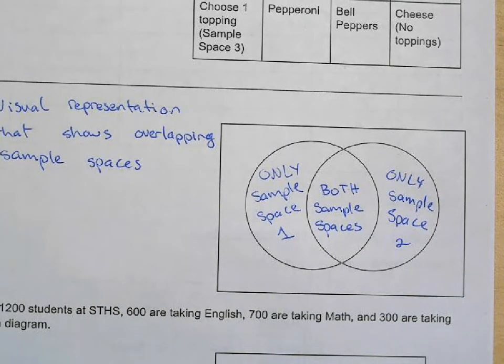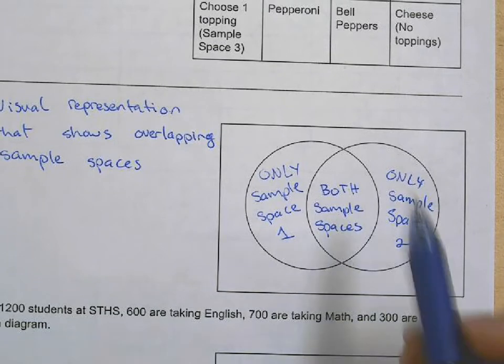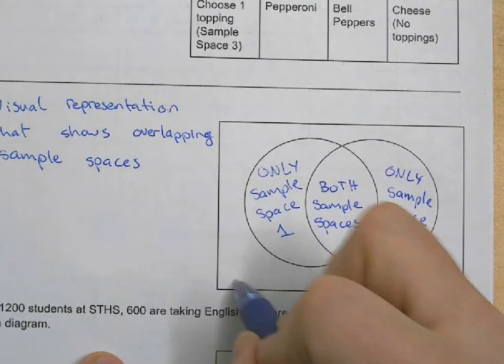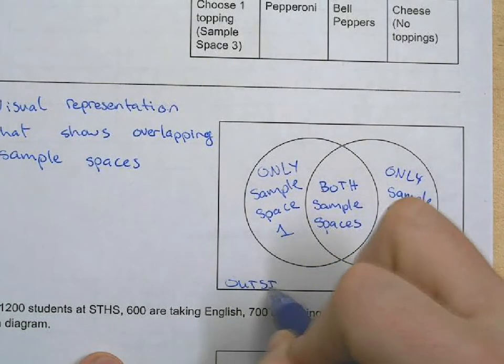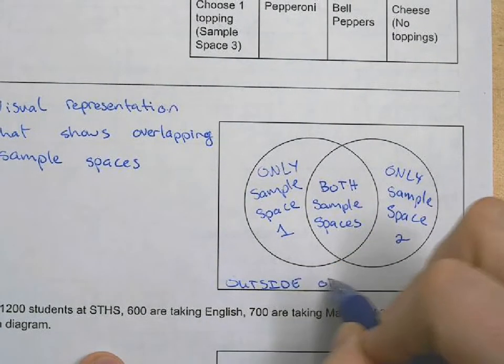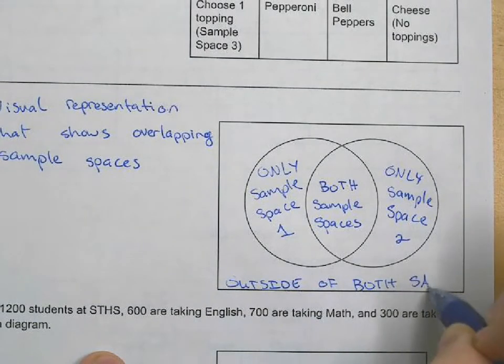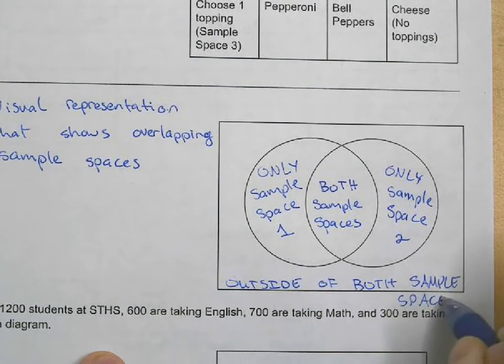And then we have to take into account the people who aren't taking math or English. So they're outside of both sample spaces, and that's what's going to be the box. So the box represents outside of both sample spaces.